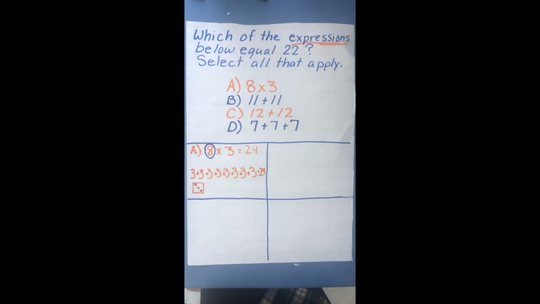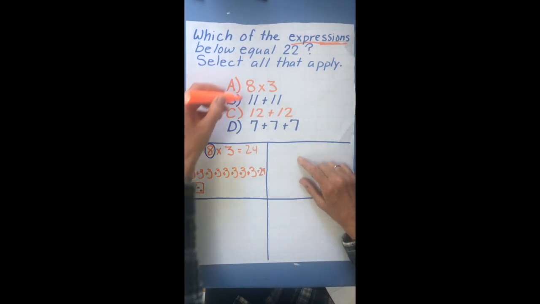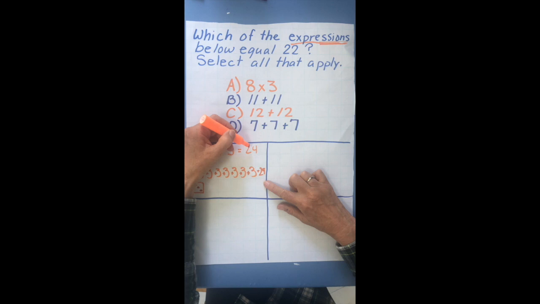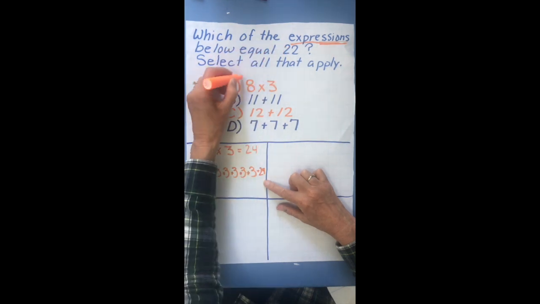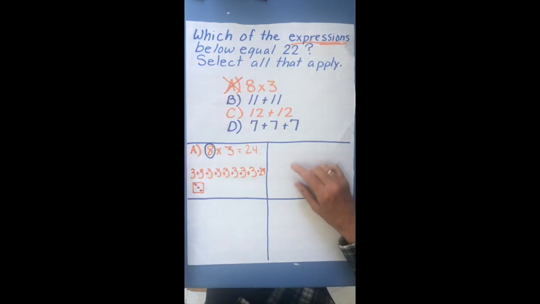Okay. So it looks like 8 times 3 is equal to 24. That's not 22, so that does not work. So now I'll go to B.